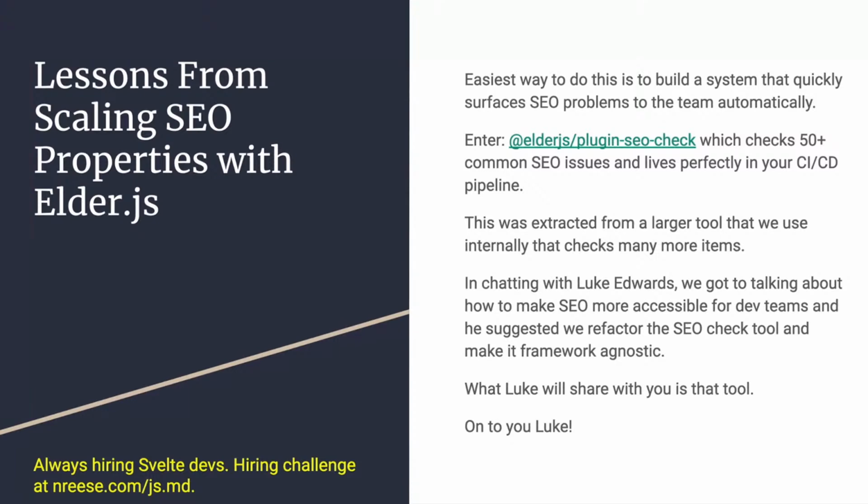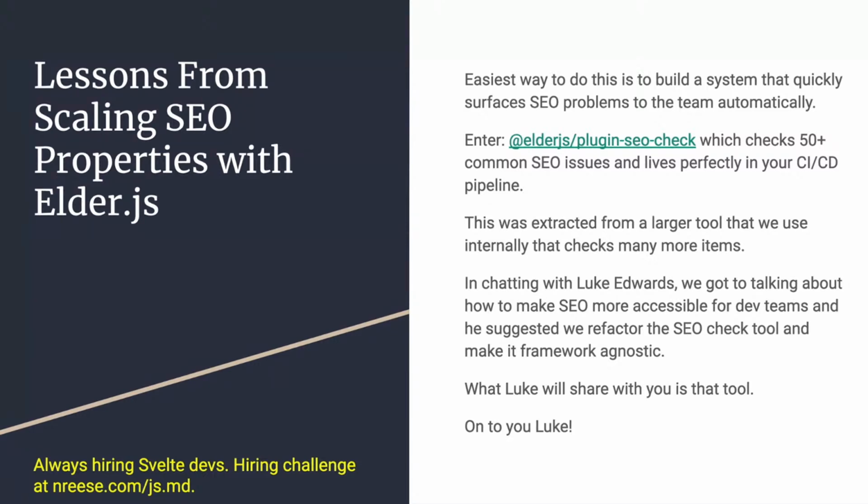That's my belief now. And from that, a tool has evolved. Elder.js has quite a few different capabilities, but one of which I didn't even talk about on the Elder.js slide is hooks and plugins. So I developed a plugin from our internal tool that checks over 50 common SEO issues, and it lives perfectly in your CI/CD pipeline. This is extracted from our internal larger tool that does a whole lot more things. But many different users have told me that it's a core reason why they like it, and it's made it a lot easier for them as developers to have confidence in their work.